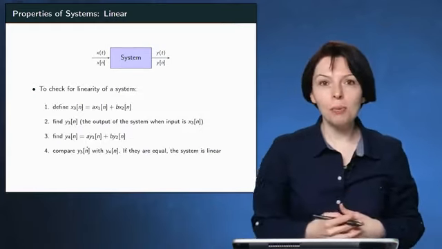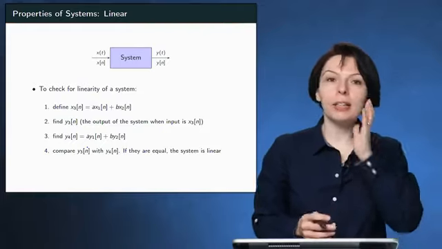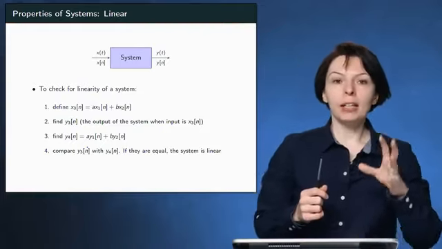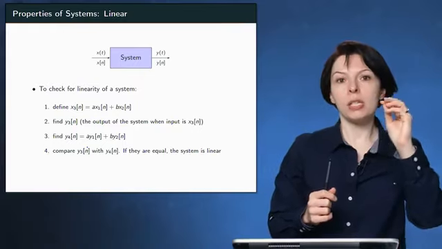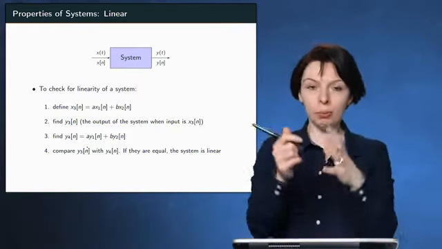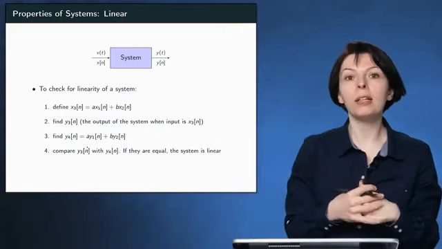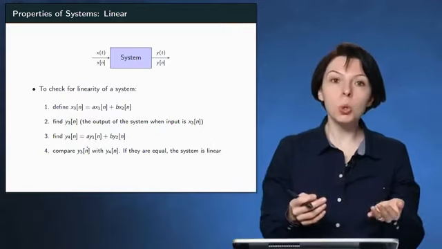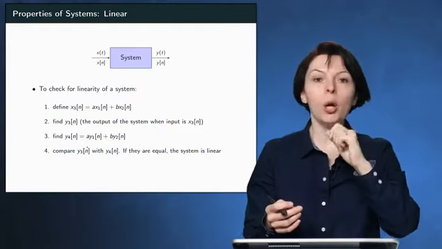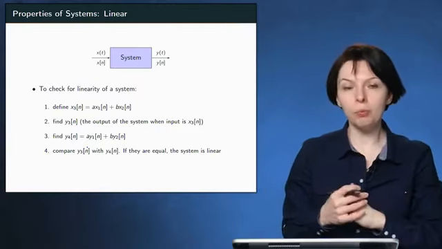Okay, these are the steps that we use to check for the linearity in systems. First, we need to define x3 of n, which is a times x1 of n plus b times x2 of n. We are building a new signal to test the linearity. Step 2 is to find the output of the system to x3 of n. We're going to name it y3 of n.